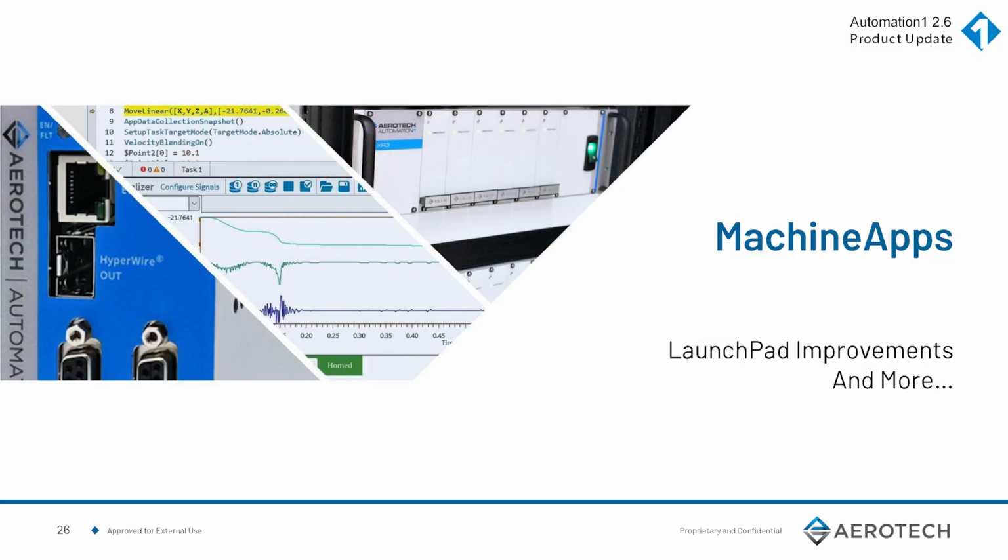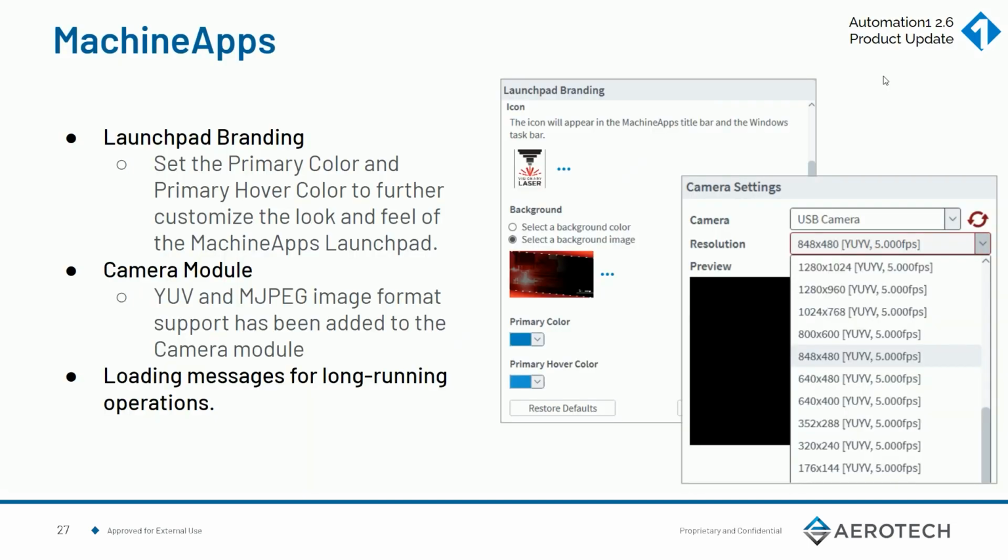Next, we'll be going into the MachineApps updates. MachineApps now offers even more branding customizability. You can now set the primary color and the primary hover color to further customize the look and feel of the MachineApps Launchpad. The camera module now supports YUV and MJPEG image formats as well. Furthermore, logging messages for long-running operations have now been added.